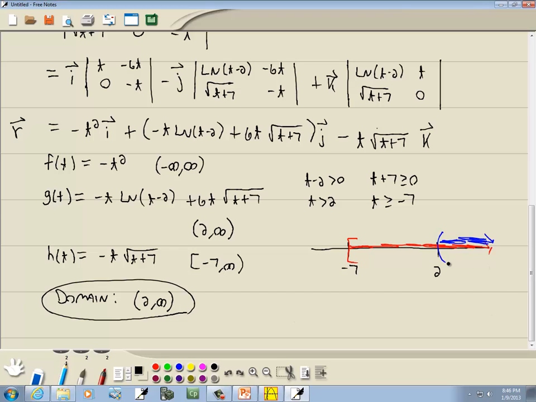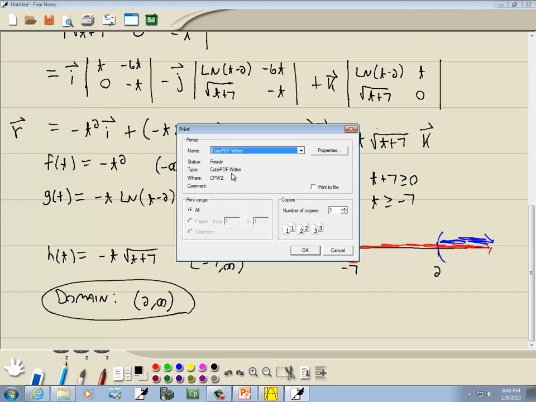Sometimes if you graph it, it becomes really obvious. Up here, I just did kind of a think-it-through type of deal on the g of t. But if I had graphed it, I would have seen this. So let me save that.